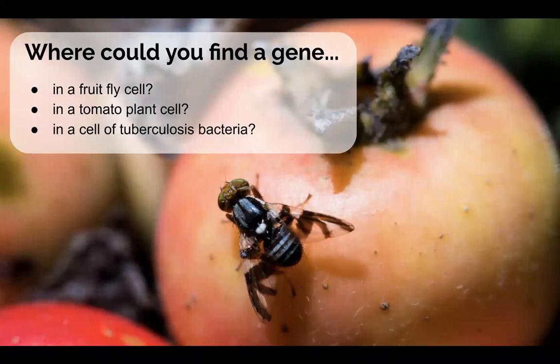So thinking about the different organisms, and where you might be looking for a gene. Fruit flies are eukaryotes, so you would have nuclear DNA, and they also have mitochondrial DNA. Tomato plants have nuclear DNA, mitochondrial DNA, and also chloroplast DNA. And then this bacteria, as we saw in the last image, just has its DNA, its chromosomes and genes, out in the cytoplasm.